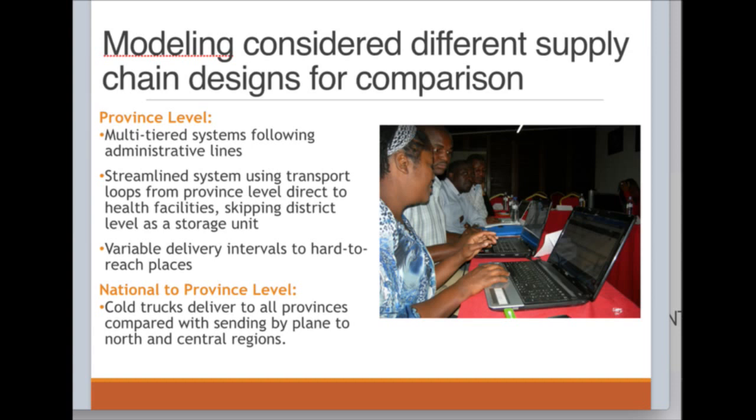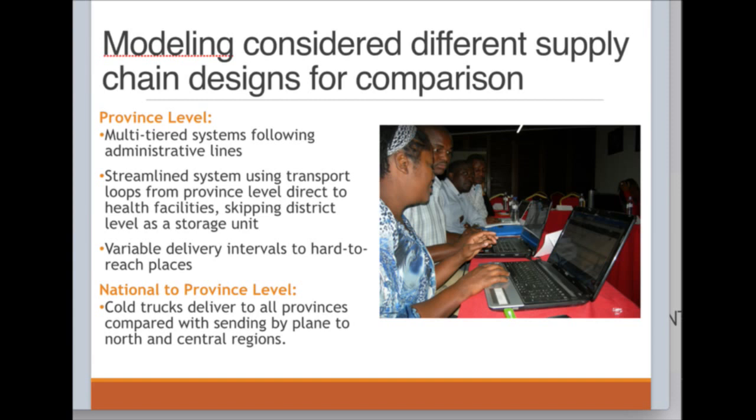In those two provinces, we modeled the multi-tiered system. We put it into the tool, and this is a system that follows the administrative levels, as I explained earlier. We also modeled the streamlined system using transport loops from province level direct to health facilities, that skips the district and the storage unit. Those are loops that link the provinces directly, do distributions at the health facility and come back to the province. They leave some buffer stock at the district store, but the district is not a warehousing place and does not have the responsibility for distribution in this model.